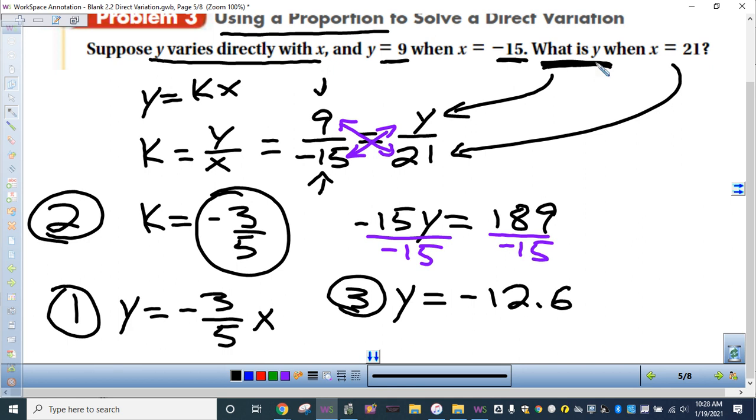So this kind of problem just wrecks people, and there's no reason for it to wreck you guys, right? You're just making that proportion, y over x, cross multiply, solve, identify k, write the equation. That's it. All right.